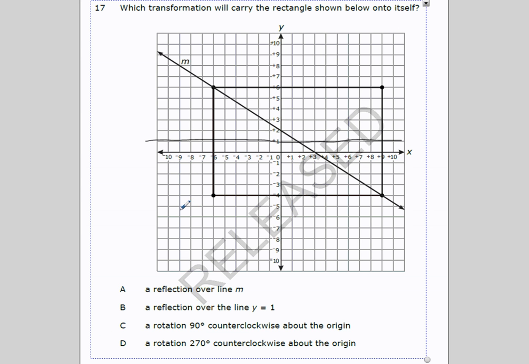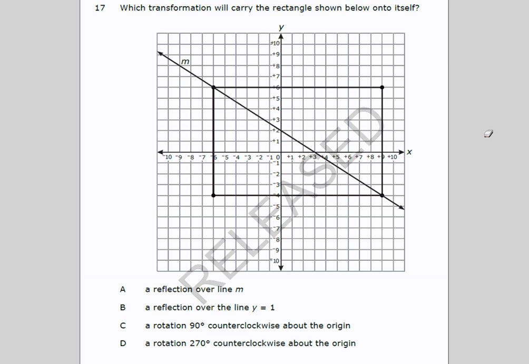Which transformation will carry the rectangle shown below onto itself? All right. So looking at this, we want it to carry it onto itself, which means in the end we want to look at a picture that looks exactly like this one. You can ignore the line M. We want just the rectangle to be exactly like it is. Looking at our options, we have a reflection over line M. If we reflect this rectangle over line M, we expect this point right here to map down to this point down here. But just looking at it, you can tell if you fold this across this line, if this was a crease, it would end up down here somewhere.